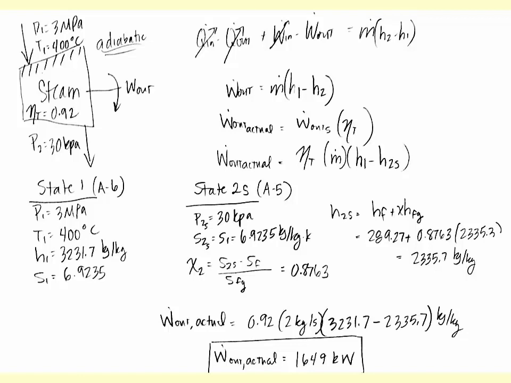State 2 actual, we know that the pressure is 3 megapascals. At this point, we can't figure out anything really else about it. But the isentropic state 2, we know that the pressure is 3 megapascals, and the entropy at state 2, isentropic, is equal to the entropy at state 1. So it's 6.9235. No, sorry. The pressure is not 3 megapascals, it's 30 kilopascals.